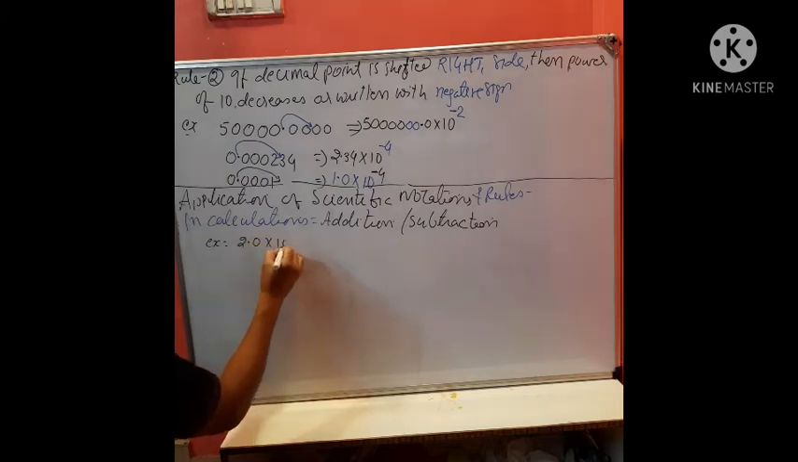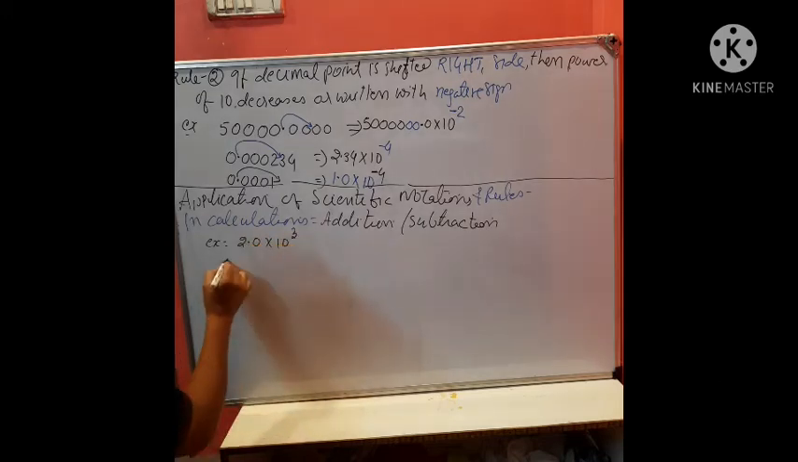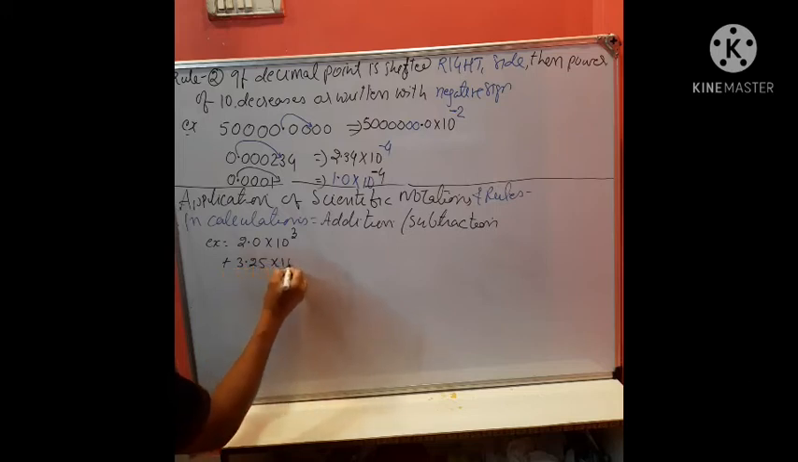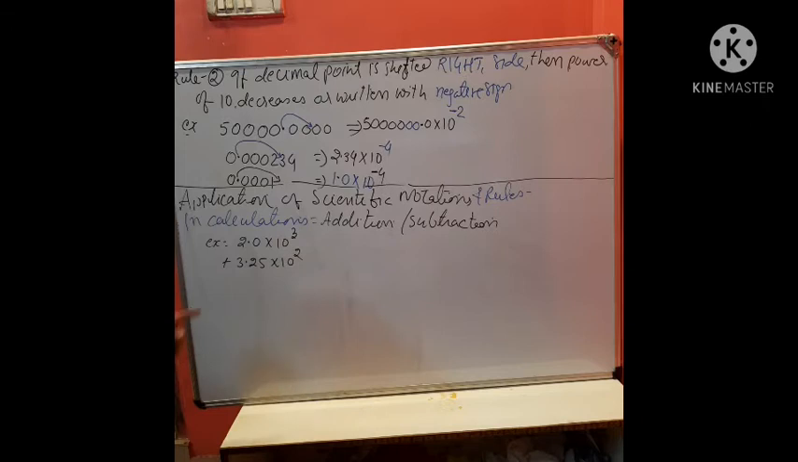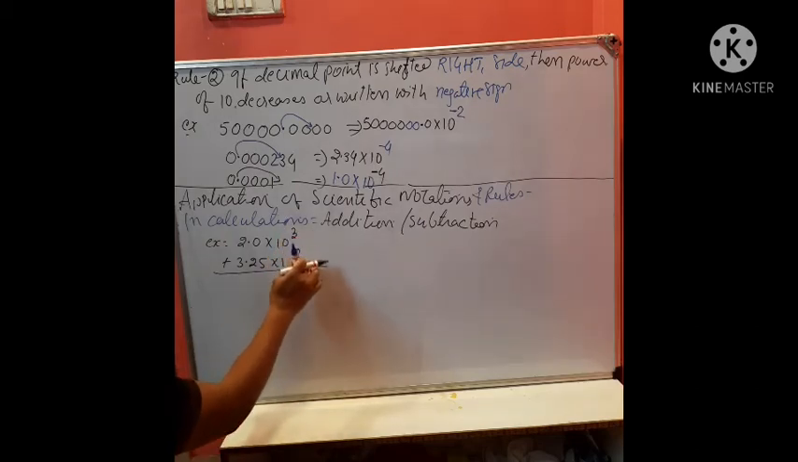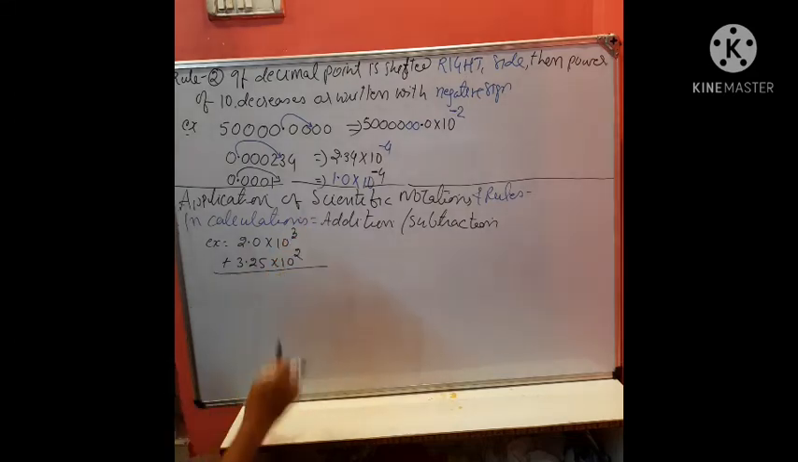2.0 into 10 to power 3 plus 3.25 into 10 to power 2. Can you solve the question? Here it becomes difficult to solve because the powers of 10 are different in the given two numbers. We cannot deal with such given powers.